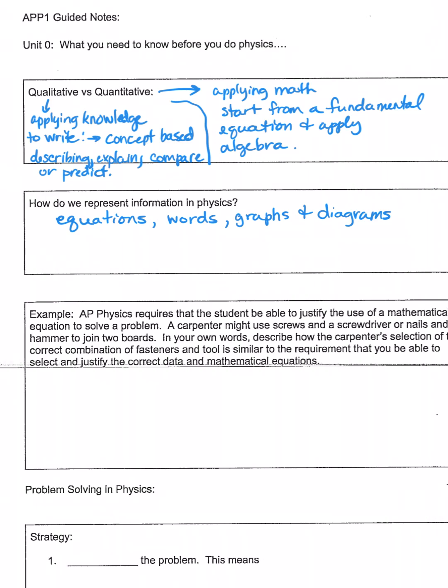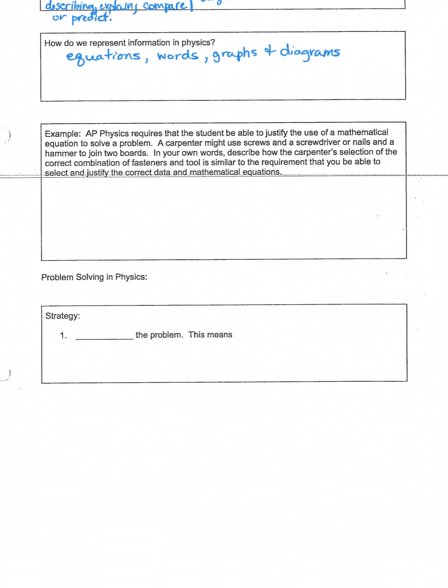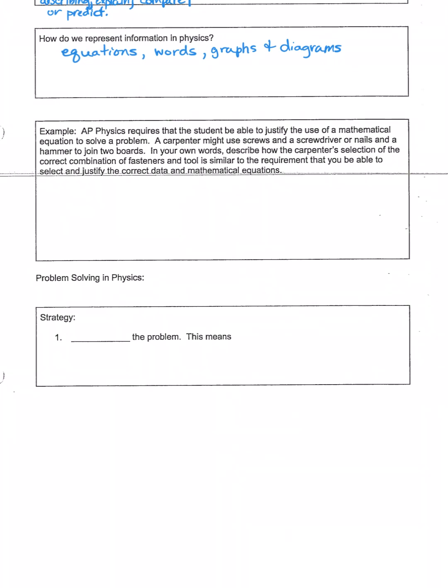All right? So now, it says, in this example, an AP Physics problem requires that students be able to justify the use of a mathematical equation to solve a problem. How do we justify the use of it? A carpenter might use screws and screwdrivers or nails and a hammer to join two boards. In your own words, describe how the carpenter's selection of the correct combination of fasteners and tool is similar to the requirements that you be able to select and justify the correct data and mathematical equations.